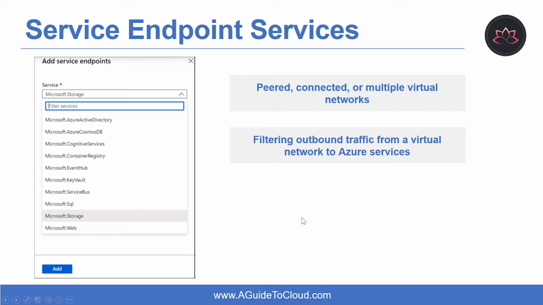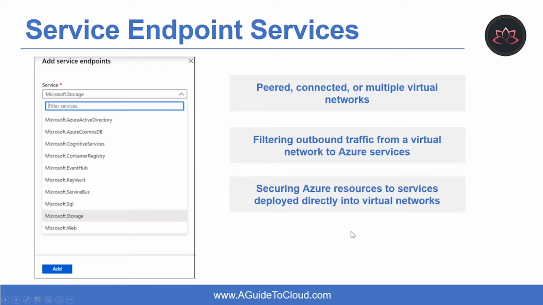Second scenario is filtering outbound traffic from a virtual network to Azure services. If you want to inspect or filter the traffic sent to an Azure service from a virtual network, you can deploy a network virtual appliance within the virtual network. You can then apply service endpoints to the subnet where the network virtual appliance is deployed as well. This allows you to secure Azure service resources only to this subnet.